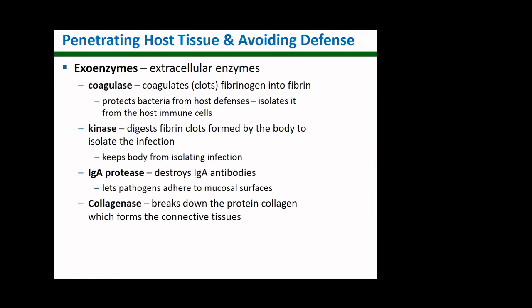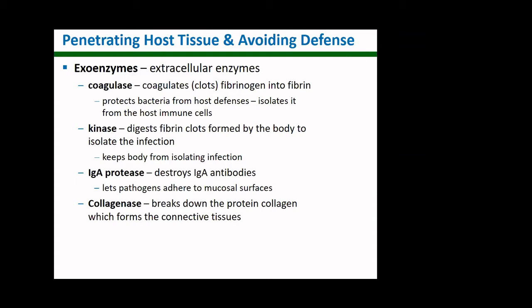Then we have our exoenzymes, so extracellular enzymes, things that are made inside the cell and then secreted, that help it get into tissues and cells. So we've got coagulase, which can clot the fibrinogen into fibrin, right? This helps isolate the bacteria and protect it from the host defense. We have kinase. Kinase can digest fibrin and clots formed by the body, so kind of the opposite of that. Our body will work to try to isolate an infection so that it doesn't spread. So kinase is one enzyme that can try to get around that.